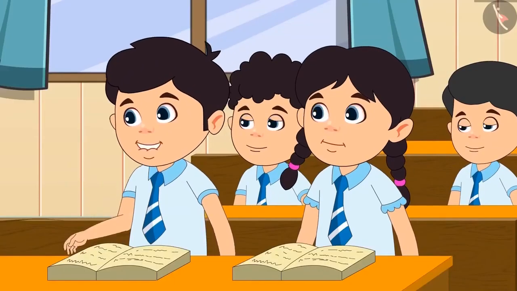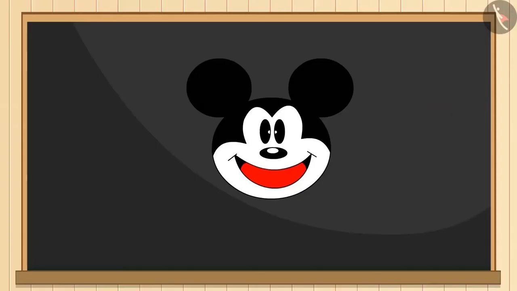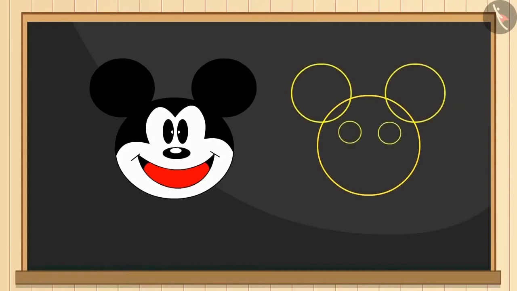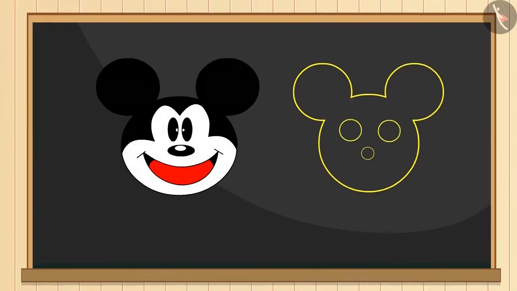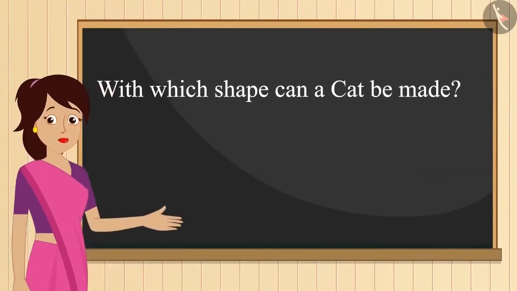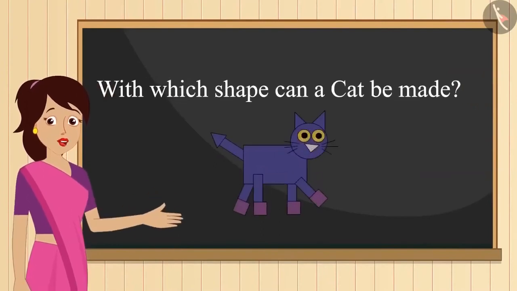It can be drawn by joining 6 circles. Its big face can be made with 1 circle, 2 circles for its ears, 2 circles for its eyes, and 1 circle for its nose. Absolutely correct. Now tell me, can anyone of you draw the picture of a cat?